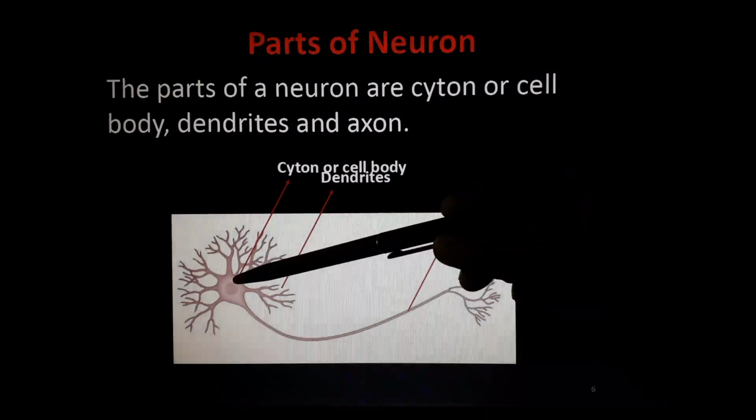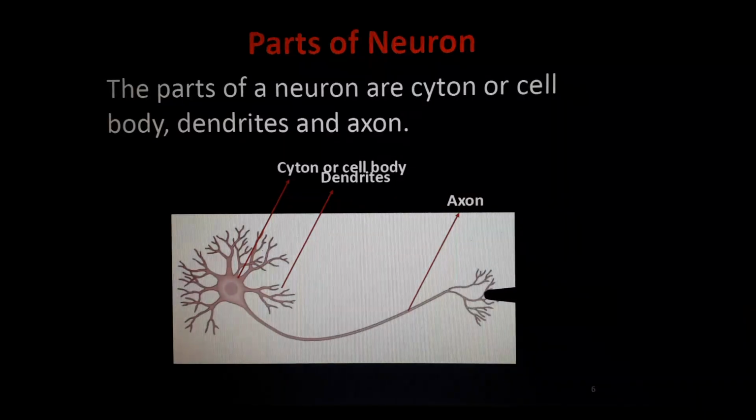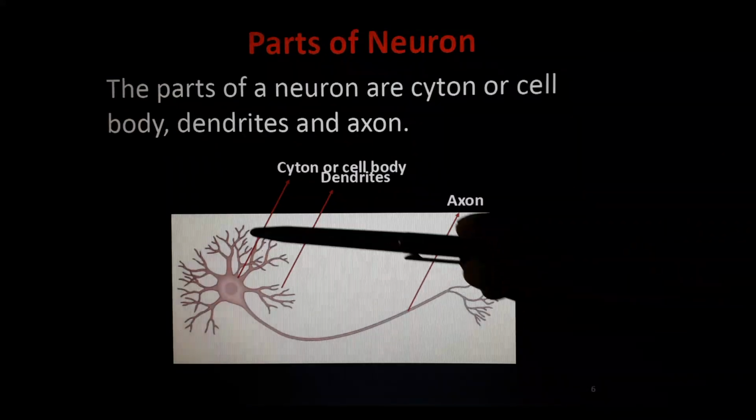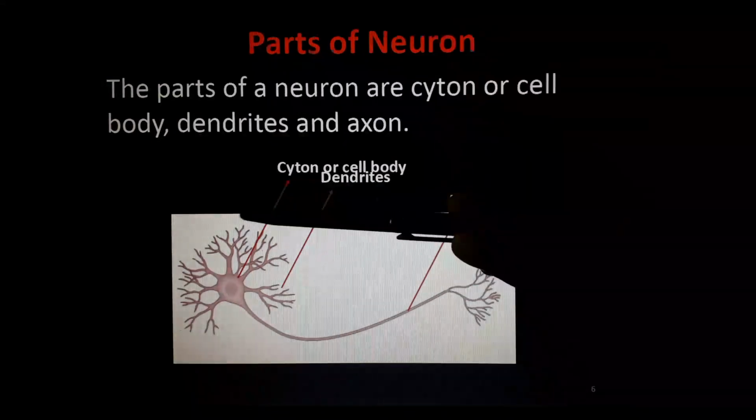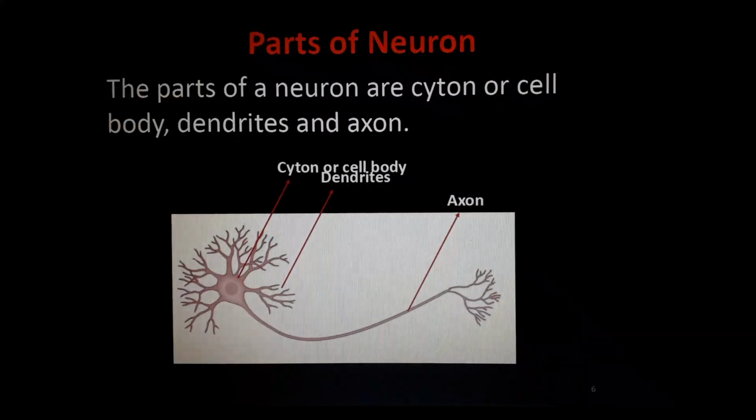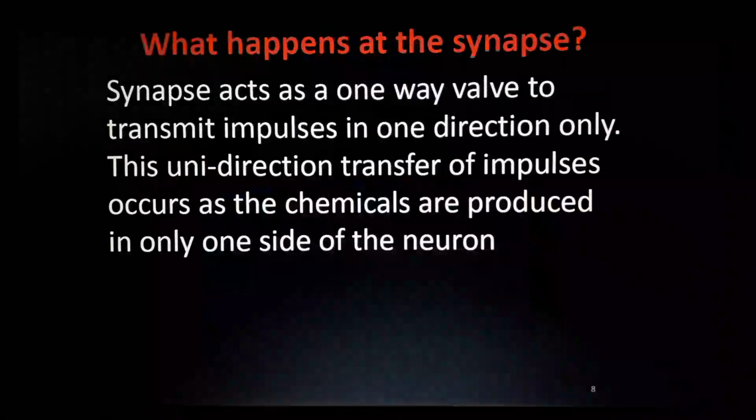Axons function to carry signals from cell body to the nerve ending. From here it is given to other muscle cells, blood cells, or any skin cells, olfactory cells, all the cells in our human body. Dendrites carry signals from another neuron to the cell body. So these are the functions of the parts of the neuron.